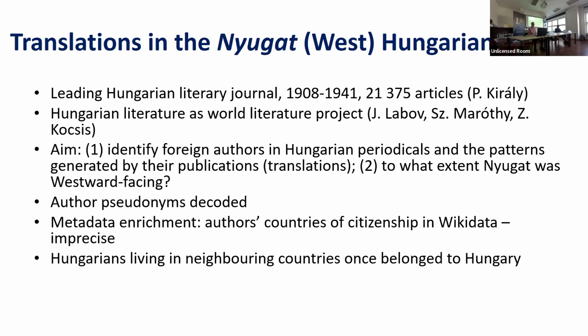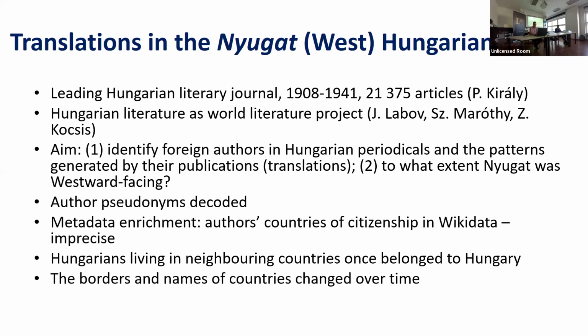We are in the first half of the 20th century. In 1920, Hungary lost 2/3 of its territory, and 3 million Hungarian people lived outside the historic territory of Hungary. And in Wikidata, many of them were regarded, for example, as Romanian, although they wrote all their works in Hungarian. So, of course, we could not consider them as foreign authors, as they published all their articles in Hungarian, in the Nyugat and elsewhere as well. Again, as you know, the borders and names of countries changed over time.